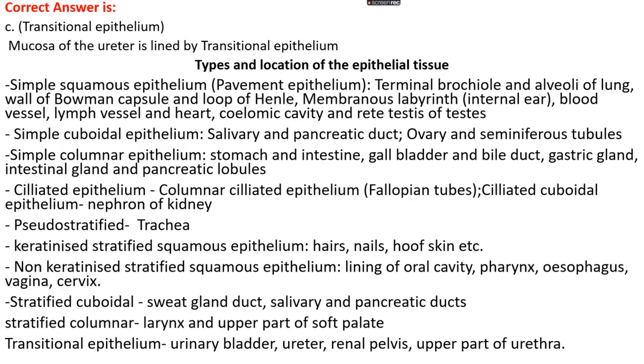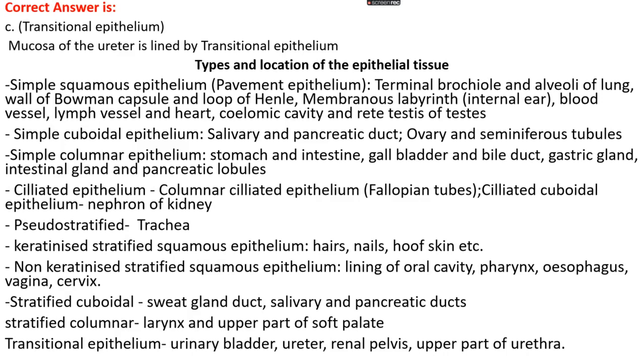Keratinized stratified squamous epithelium mainly is present in hair, nail, hoof, skin, etc. Non-keratinized stratified squamous epithelium mainly lines the oral cavity, buccal cavity, pharynx, esophagus, and it also lines the lower part, that is the vagina and the cervix.